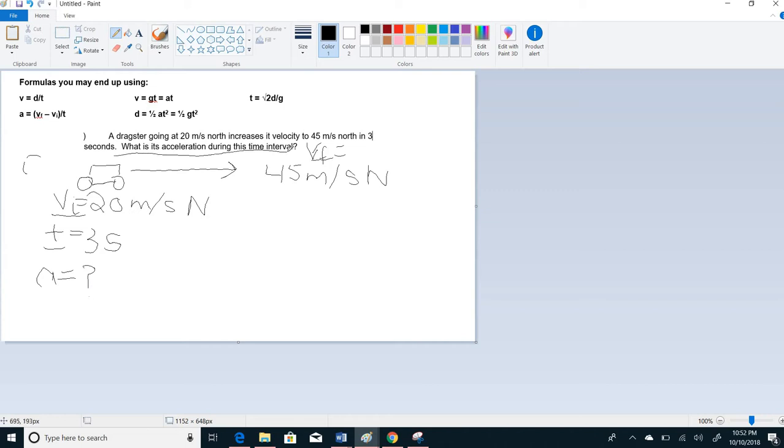Now I can look at the formulas given and see which ones might actually be something I could use when I'm dealing with these variables. And if you notice, I have Vi, Vf, and t, and I also have a, and I want to solve for a. I have a formula right here that I could use. So if I use this formula where I have a is equal to Vf minus Vi over t, I can plug in the numbers I have for those variables.